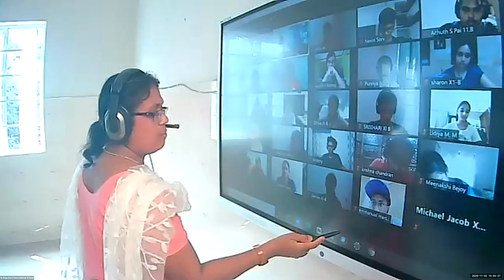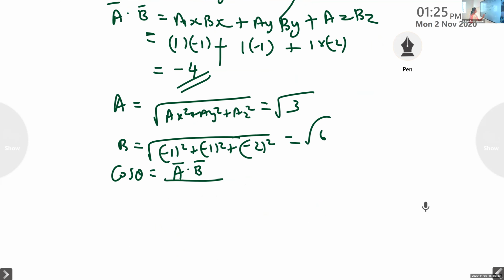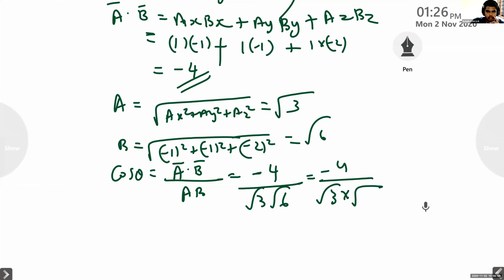Can you complete? Don't wait for my answer. Complete now. What's the next step? B is root 6. Substitute: cos theta is equal to A dot B divided by the magnitudes of A and B. Minus 4 divided by root 3 into root 6. So you will get, splitting root 6, root 3 into root 2, minus 4 by 3 root 2. Yes. 2 into 3. This 3 you will get, minus 4 by 3 root 2.